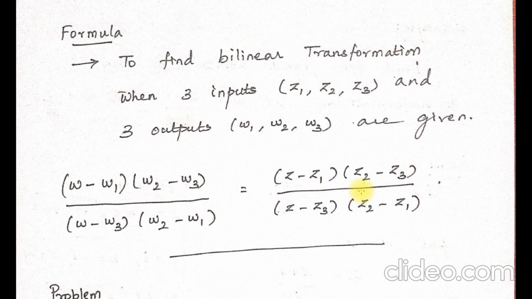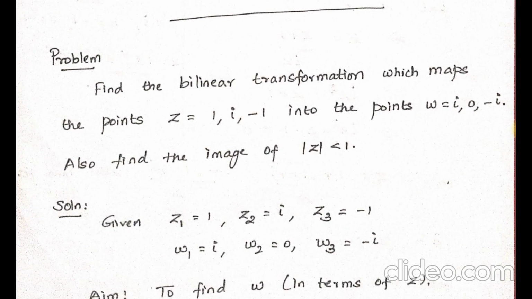The procedure and the ideas will be given in the subsequent problem. Let us take a problem. Here we are going to find the bilinear transformation which maps the points z equals 1, i, minus 1 into the points w equals i, 0, minus i.